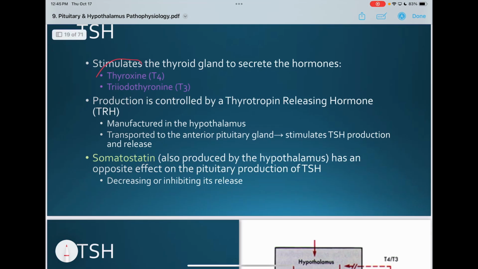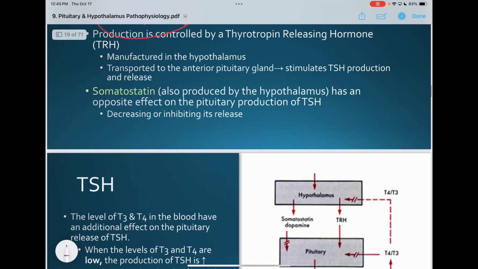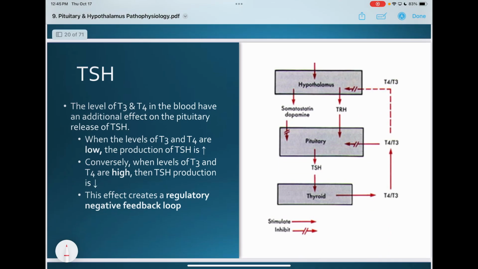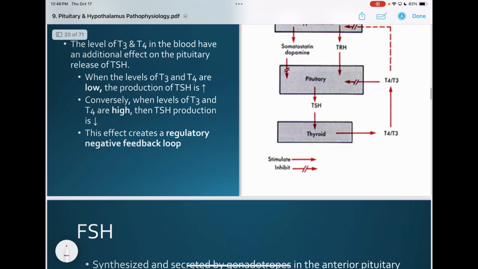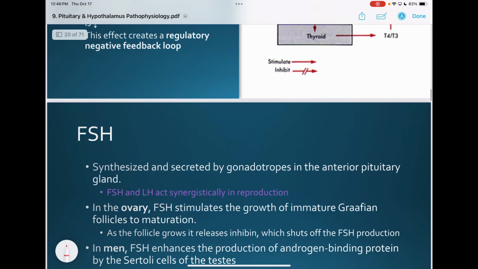TSH tells the thyroid to make our two thyroid hormones, T4 and T3. TRH is the one. Somatostatin is here as well. Here are our feedback loops. I'm not going to go crazy right now because we're going to do a whole lecture on thyroid. But you guys should know this one already, these feedback loops from physio.